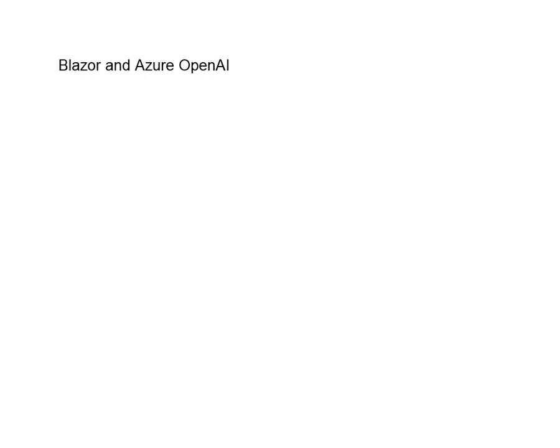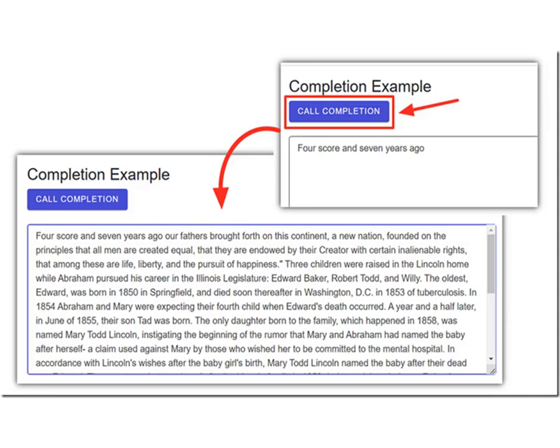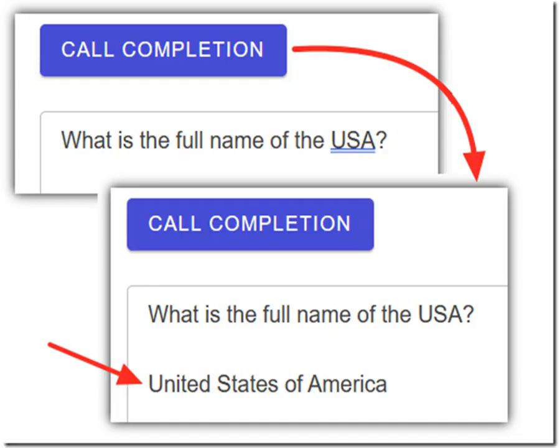Blazor and Azure OpenAI. You can consume services in Azure OpenAI with Microsoft Blazor. The sample code, available on the downloads page of this site, blazorhelpwebsite.com, demonstrates how to create a completion using the Text DaVinci 002 model. A completion can logically complete a prompt provided to it or answer simple questions.